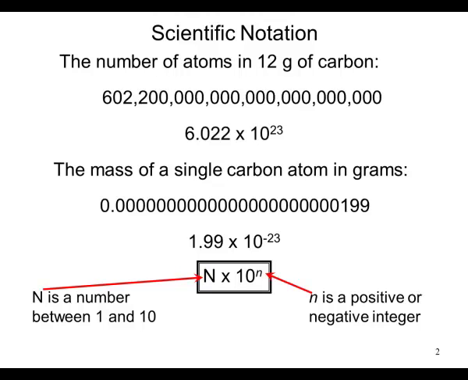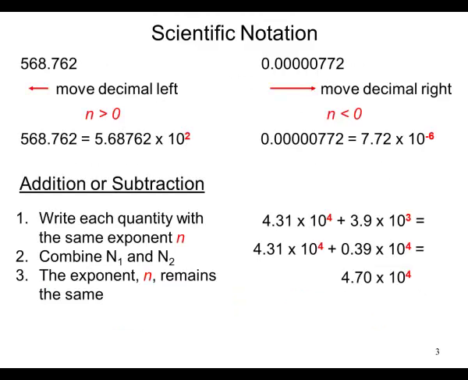The form of the scientific notation is always the same. There's a number n between 1 and 10 and an integer power of 10 that can be positive or negative. Look at the examples here.